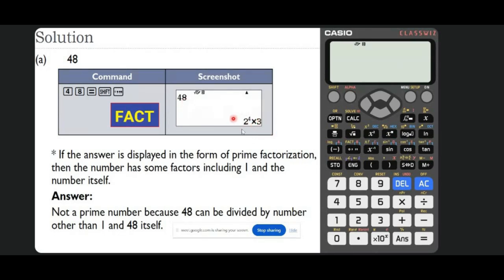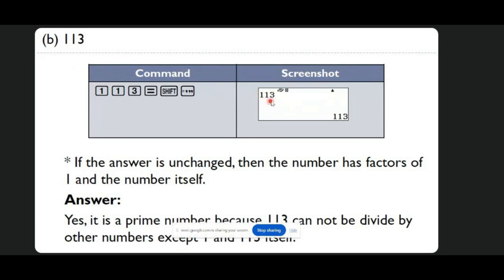Therefore, the student can determine whether 48 is a prime number or not based on the factors that they get. For example, 113. When they key in 113, equal, Shift FACT, they will get the same answer as the question, 113, because 113 cannot be divided by other numbers except 1 and itself. So it gives itself back as the answer. Therefore, it is a prime number.